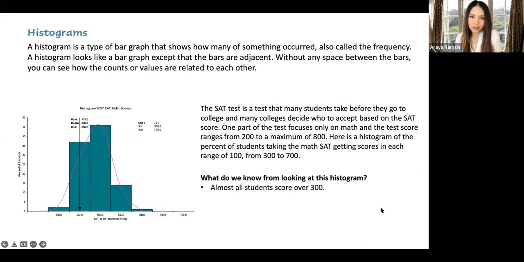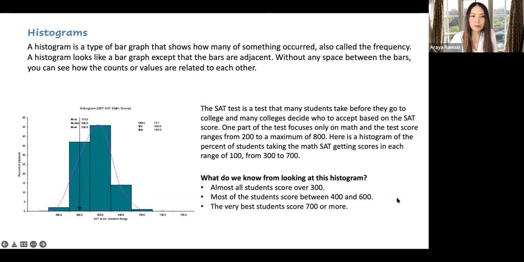Okay, first of all, you can say that almost all students scored over 300. Almost all. There are some people who score like 300, but almost all other people score more than 300. The second thing that you can tell from looking at this histogram is that most of the students score between 400 and 600. Where's 400? Okay, 400. So most of them scored around here. And then the next thing that you can tell from this histogram is that the very best students scored 700 or more.